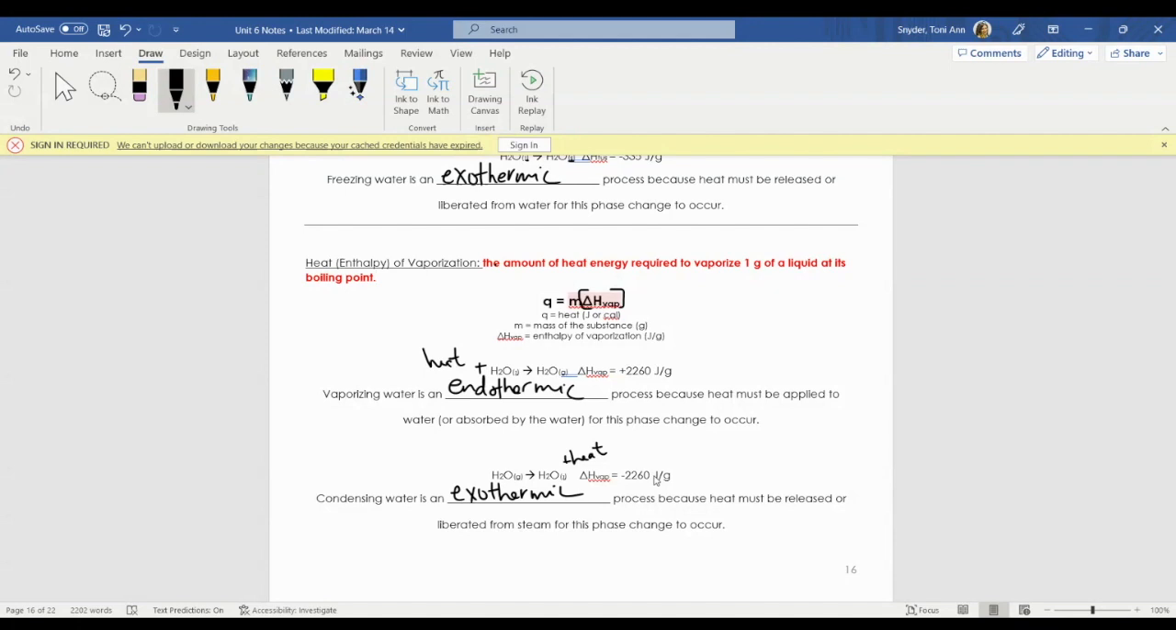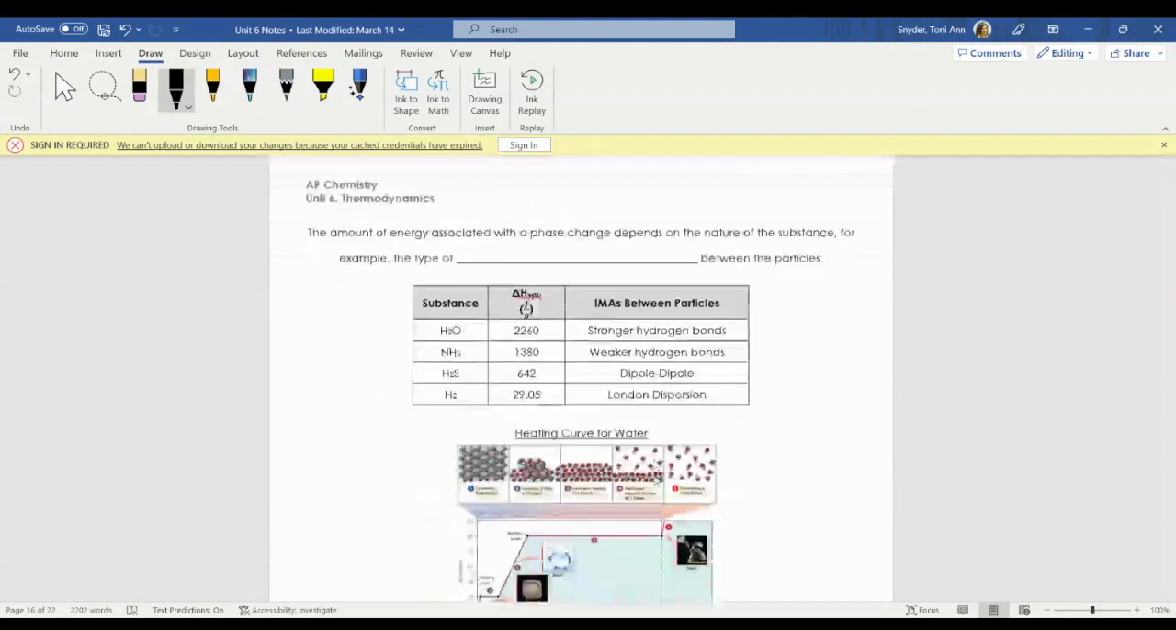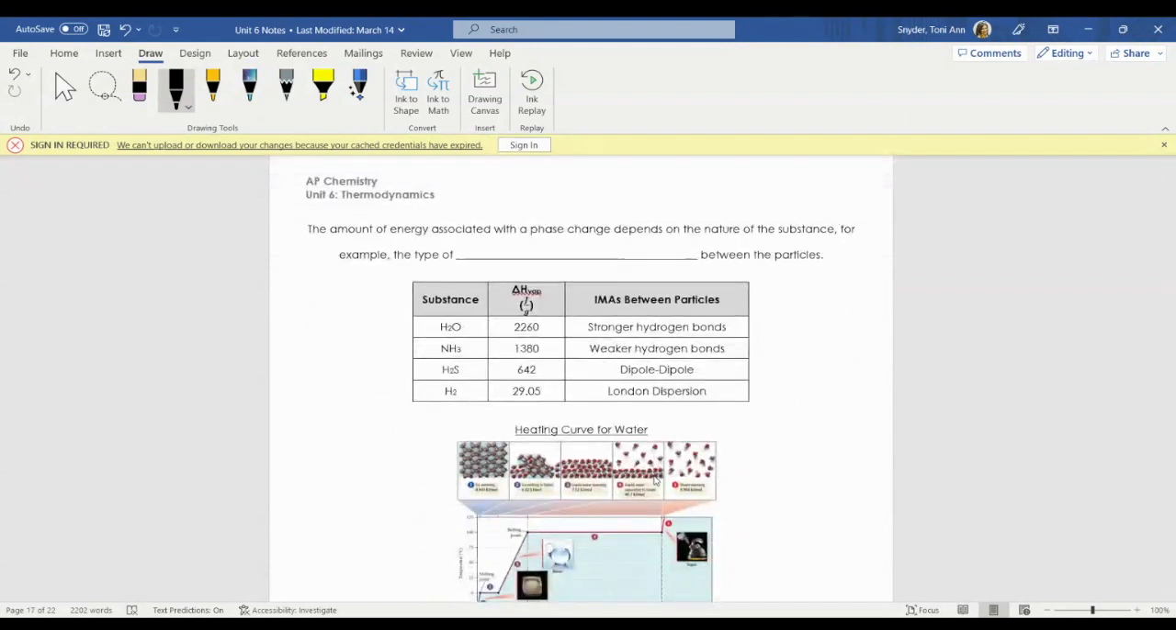We're actually not going to do any practice with these in here because we're going to do practice with those in class. But anyway, let's take a look at some heating curves. College Board loves a good heating curve and explaining the heating curves. So the amount of energy that's associated with a phase change depends on the nature of the substance. For example, the type of intermolecular forces, bringing it back to Unit 3, that are present between the particles.